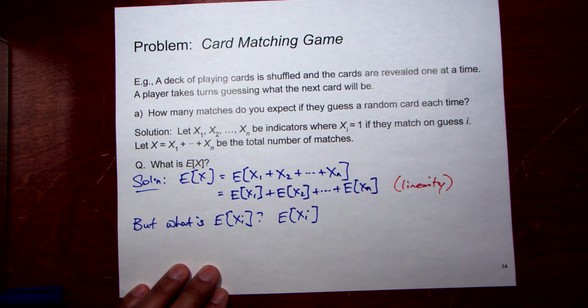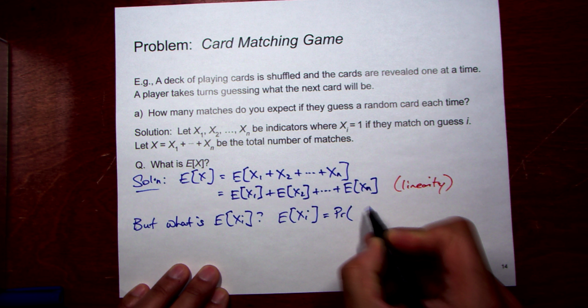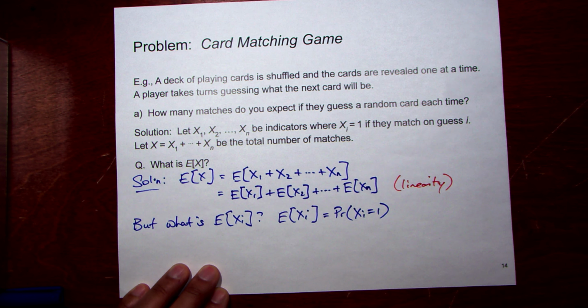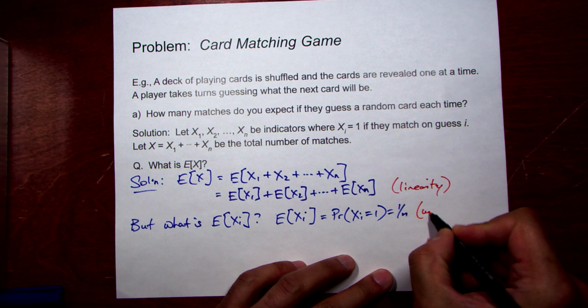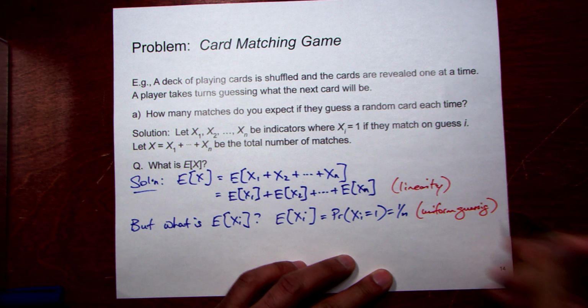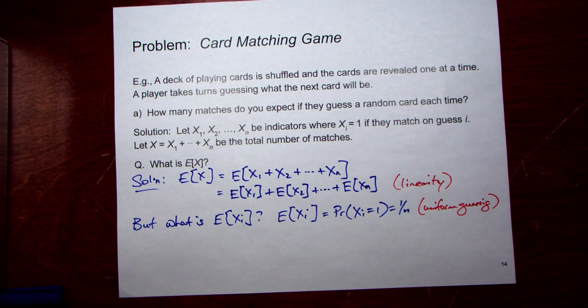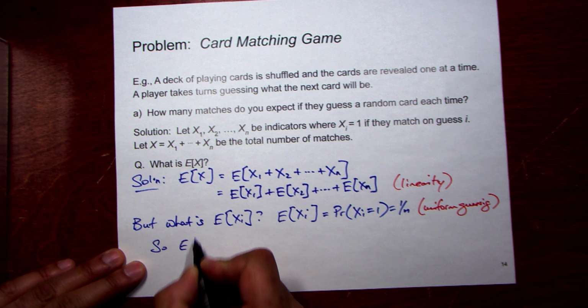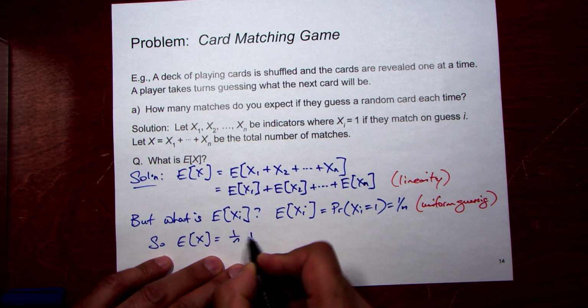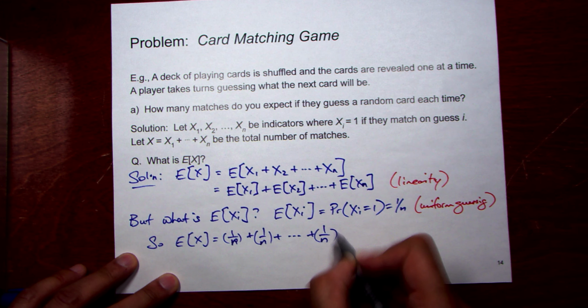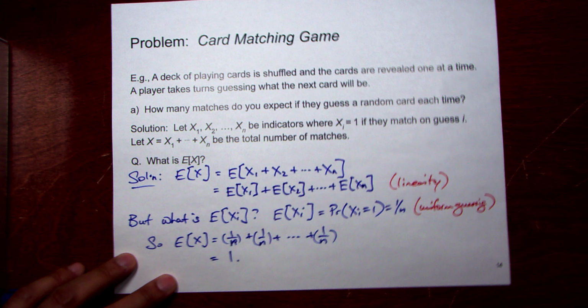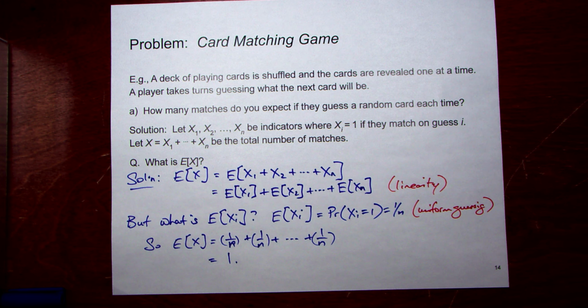So E of x_i is the probability of x_i equal 1. That means the probability that you're going to be successful, and you take a guess with uniform probability. So that's 1 over n. Each of these things ends up giving you 1 over n. So the expectation of x is 1 over n plus 1 over n plus 1 over n, and there are n of them. That gives you 1. So on average, you expect to get one guess right if you just stand in the dark. Feels about right.